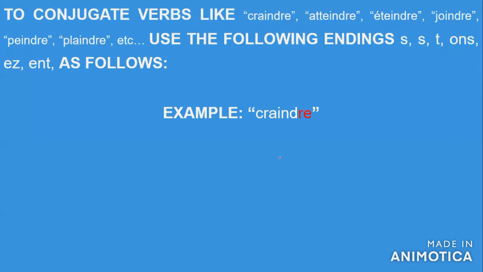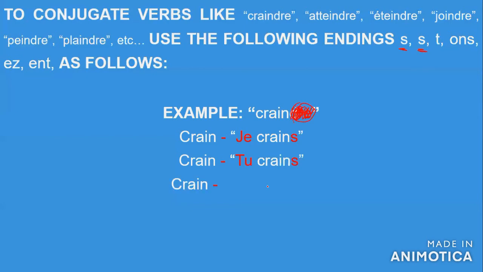So now, how can I conjugate that? For je, tu, il, I eliminate the last three letters, to have je crains, and you add, of course, your termination right here. Tu crains, you do the same thing. Il, elle craint, you add the T on it.